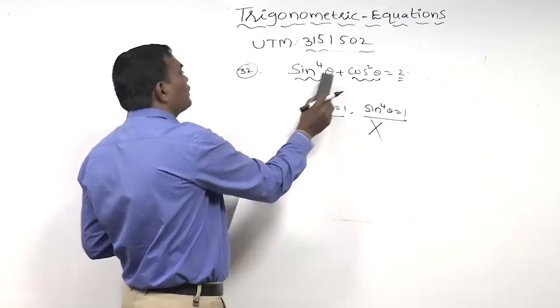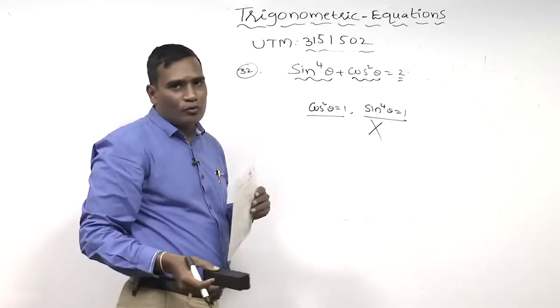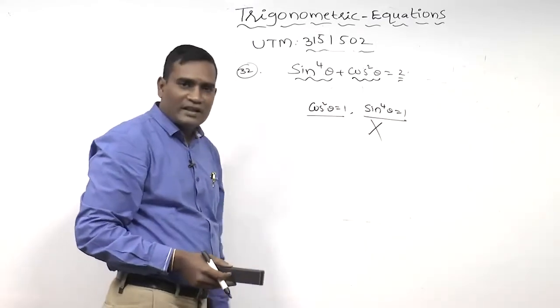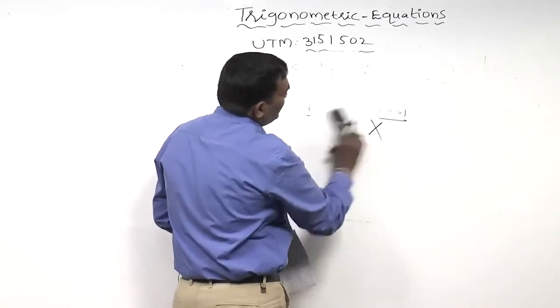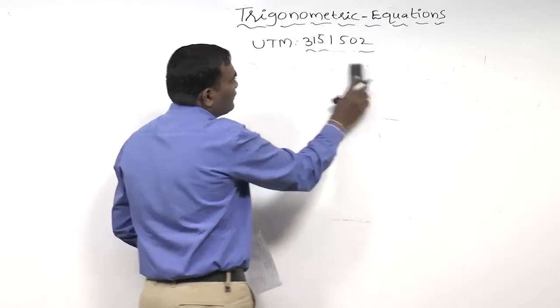So sine power 4 theta plus cos square theta is equal to 2. No value of theta satisfies this equation. That's why the number of solutions is 0. Next one.